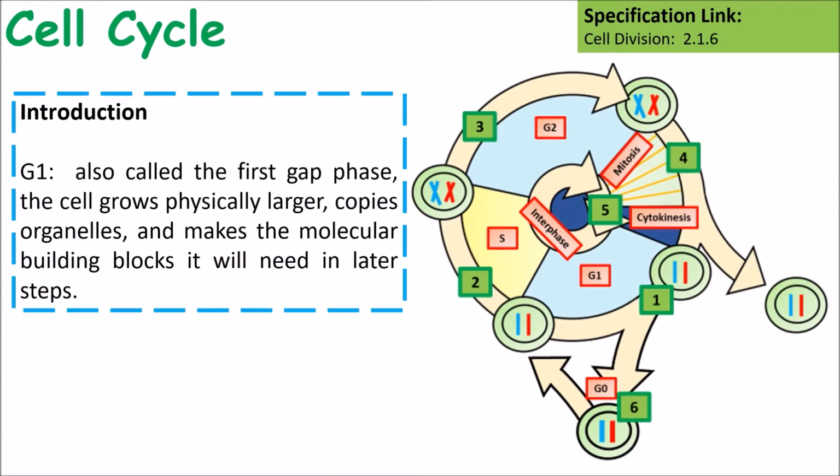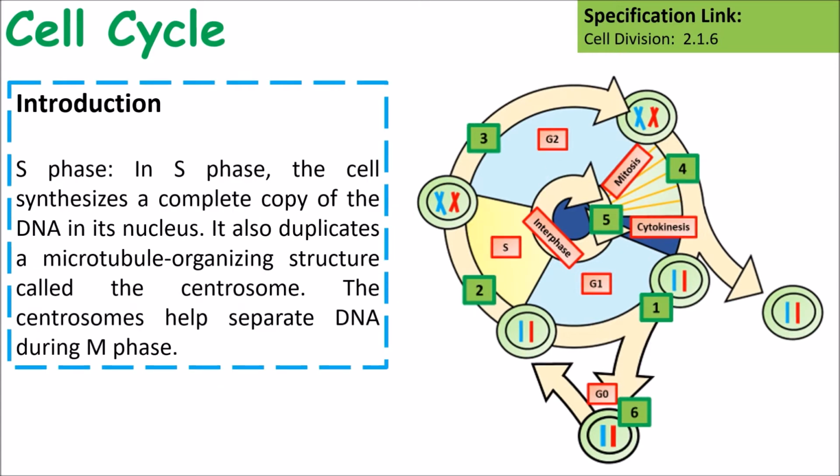So the first part of it is called the G1. This is also called the gap phase, or gap phase 1. The cell grows physically larger, copies organelles, and makes the molecular building blocks that it needs for later steps.